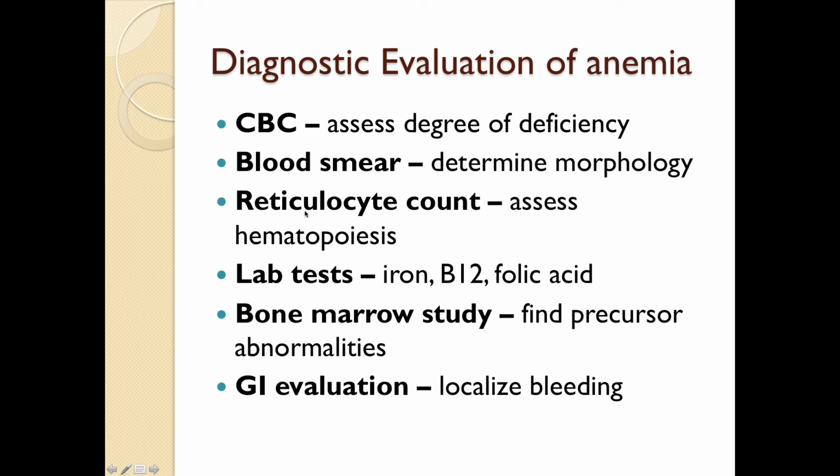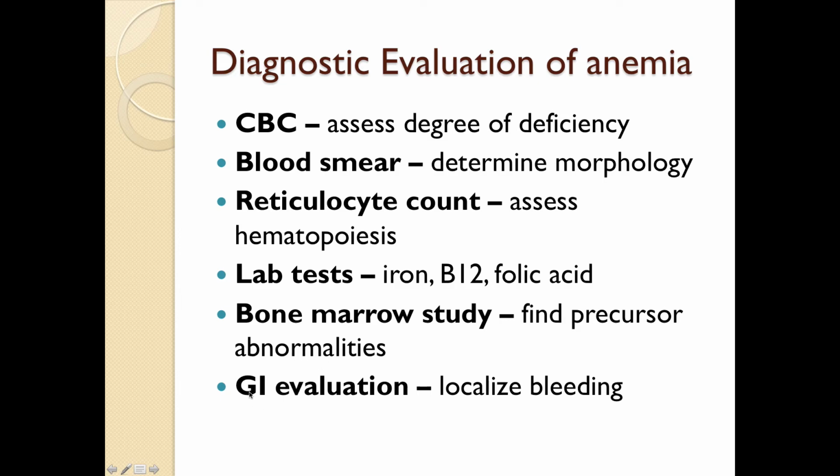If you think that it's marrow related, a reticulocyte count can be ordered. You can detect some reticulocytes in the circulation, but you can definitely do a marrow aspiration to check for reticulocytes. You can order lab tests to look for levels of iron, B12, folic acid. Bone marrow studies, again, would be an aspiration of the bone marrow to see if the precursor cells are there and if they look normal.